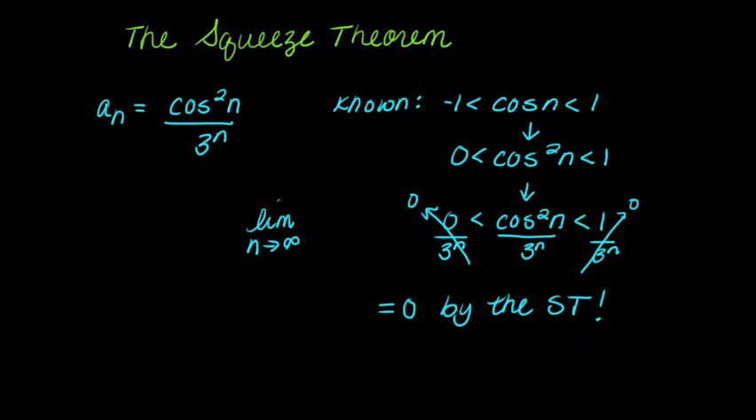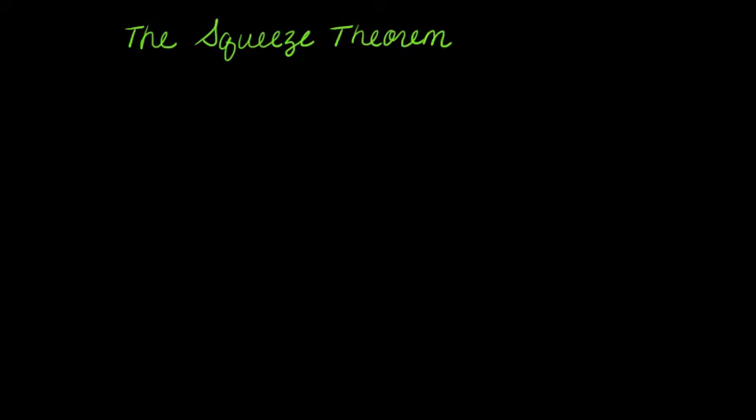All right, let's go ahead and look at another example. So for this next example, we're going to do a tangent inverse. So if we're given a_n equals tangent inverse of n all divided by n.